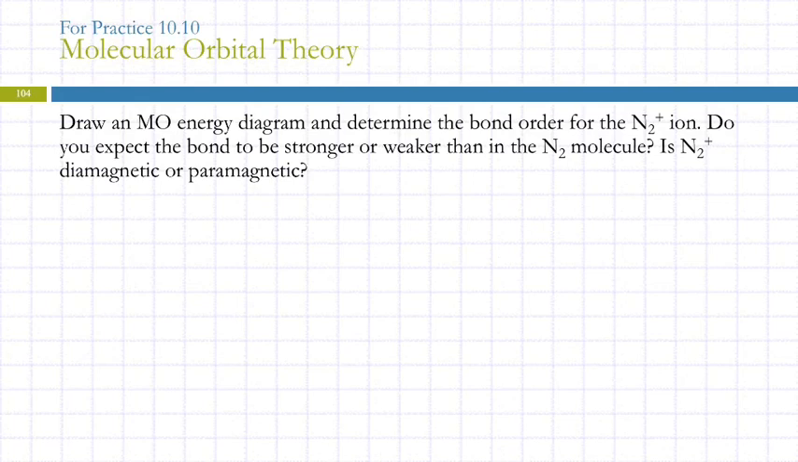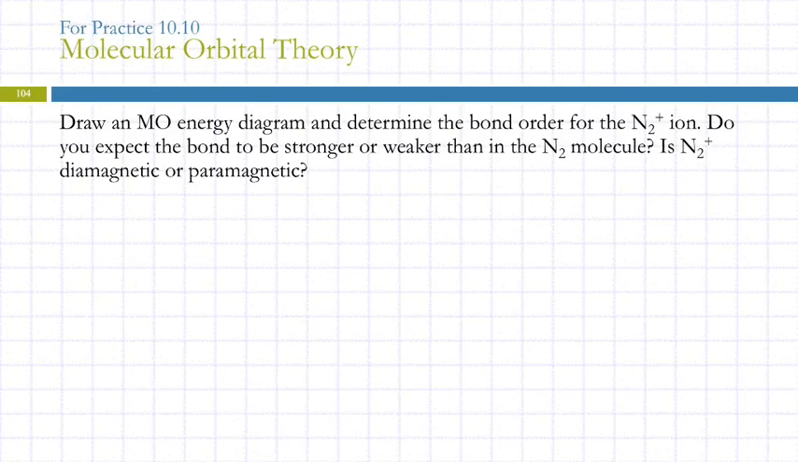Okay, draw a molecular orbital energy diagram and determine the bond order for the N2 plus ion. Do we expect the bond to be stronger or weaker than N2? And is this thing diamagnetic or paramagnetic? Okay, let's see if I can do better than I did on Thursday. This takes a little bit of planning.